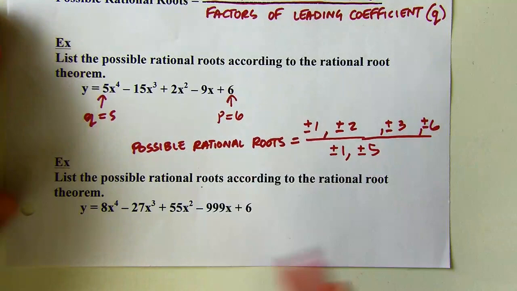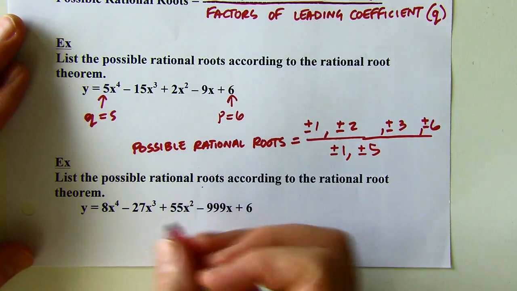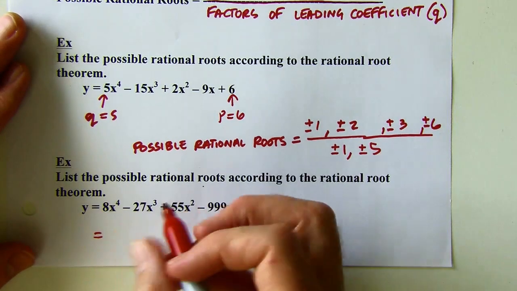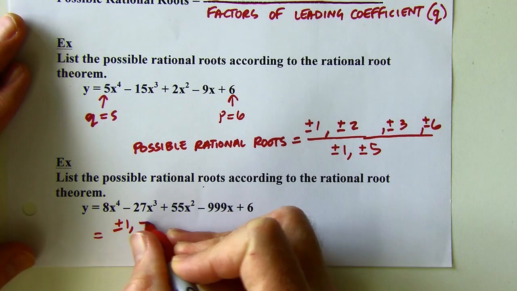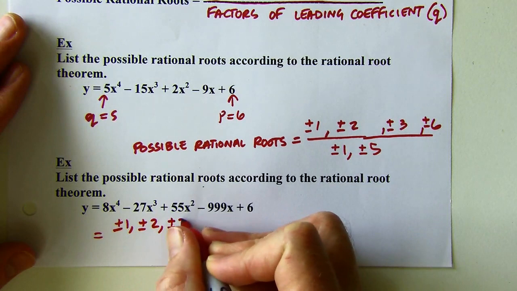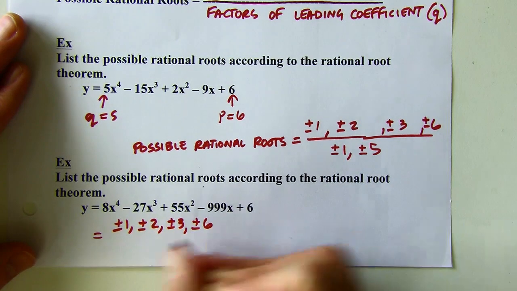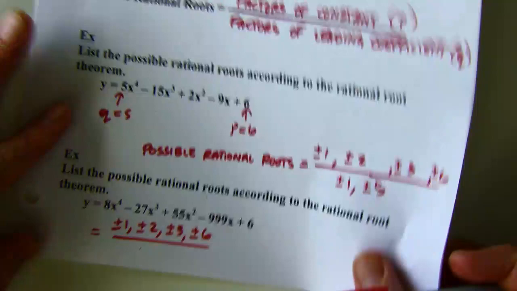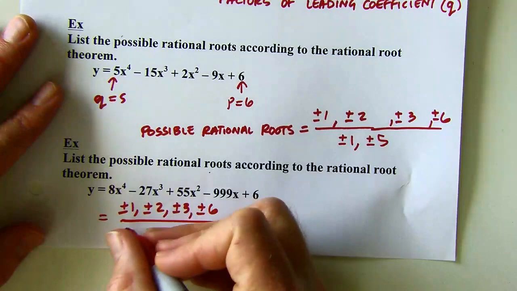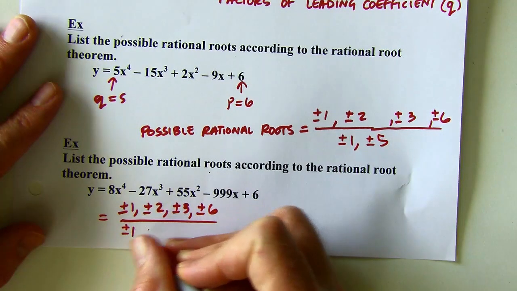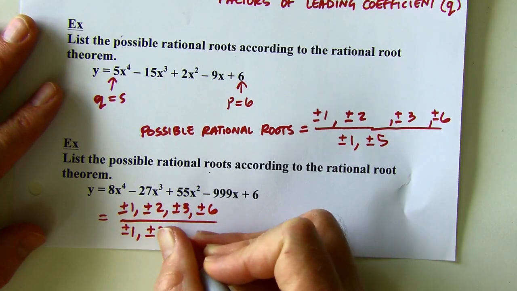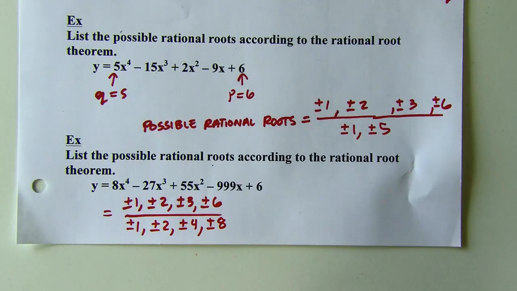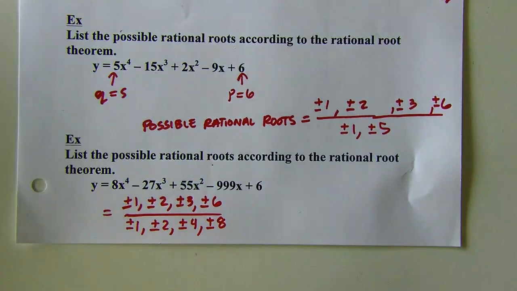Okay, so looking at this next one, my possible rational roots here, I'm going to take the factors of 6. So those are all the integers that go into 6. Okay, and then I'm going to put that over the factors of 8. So 1, 2, 4, and 8 are all the factors. Okay, and that's going to give me a list of all the possibilities.